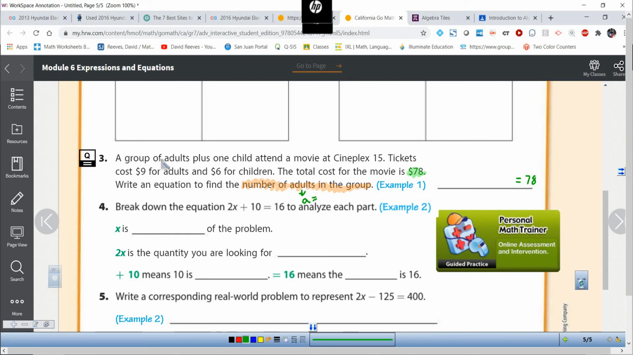Now, what did they tell us? The number of adults, that's our unknown. Again, that is our A. We don't know what that is. But we do know there's one child. So we have A adults and one child. A equals the number of adults, and 1 equals the number of children.